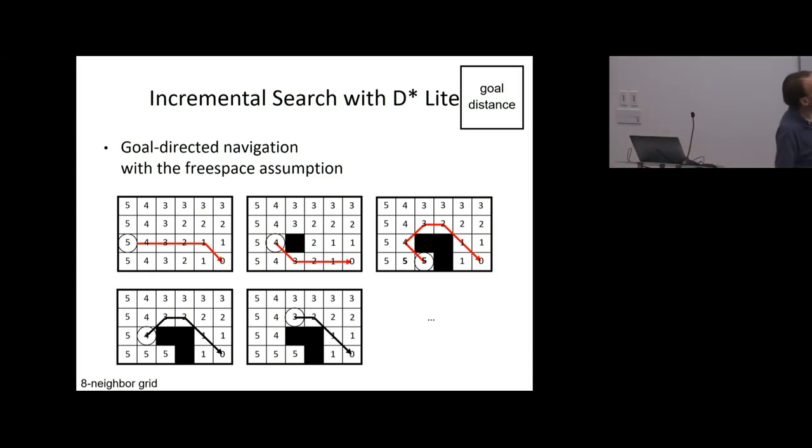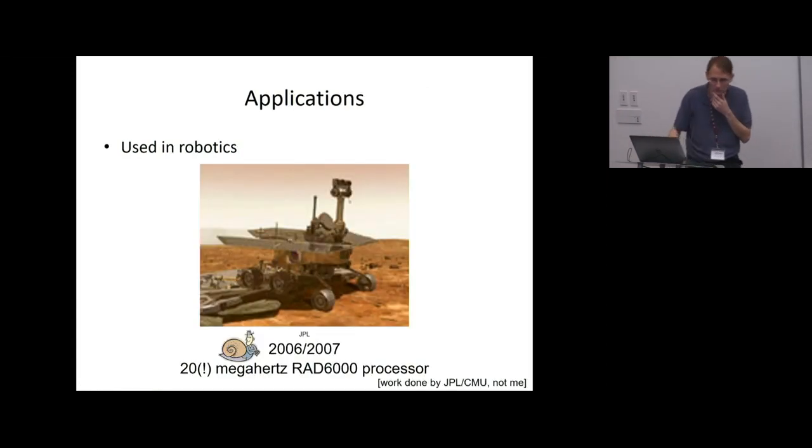The application of Lifelong Planning A-Star to this specific robot navigation scenario is called D-Star Lite, in honor of an algorithm that came before it, D-Star, that worked according to similar principles, but it's more complicated, and has been very, very widely used on robots.